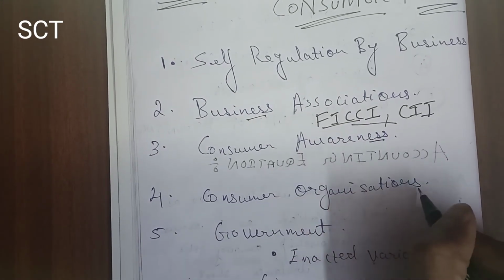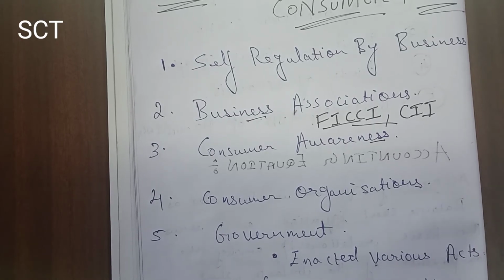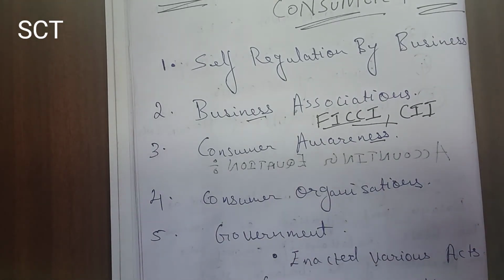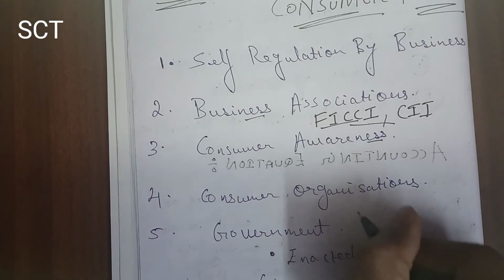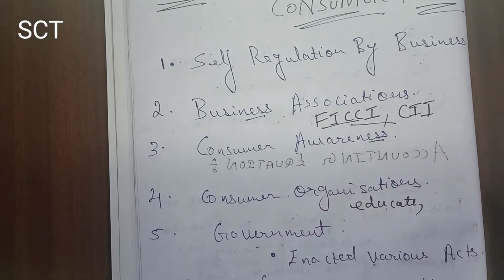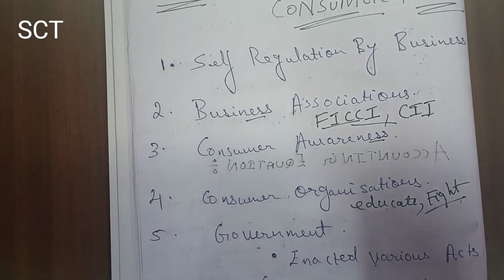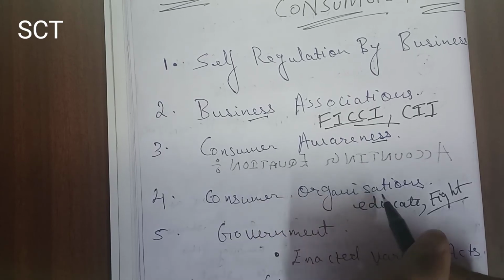The fourth point, consumer organizations. Consumer organizations play a very important role in protecting the consumers against exploitation and unfair trade practices. They educate customers, and also help them to fight against the companies and businesses which have exploited them through unfair trade practices. They help the customers in raising their voice. So consumer organizations are very important.